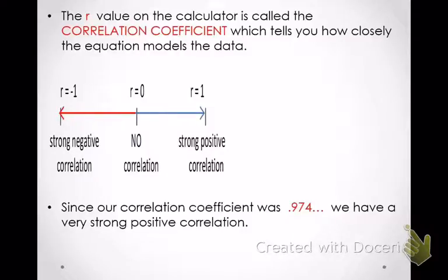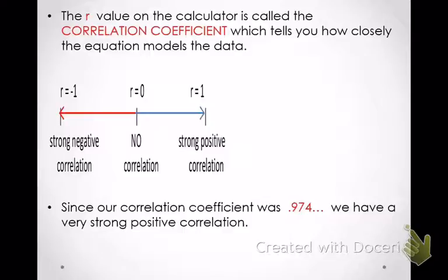But one of the things that you would get out of a graphing calculator is R, which is the correlation coefficient. The correlation coefficient tells you how closely the equation models the data. The closer you are to 1 or -1, the stronger the relationship is, and the more lined up your points would be. Obviously, +1 for a positive correlation, -1 for a negative correlation.